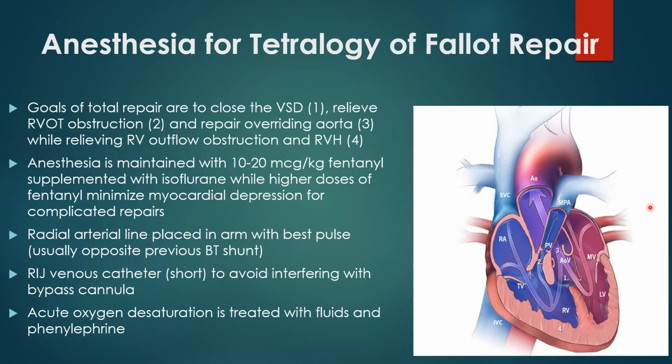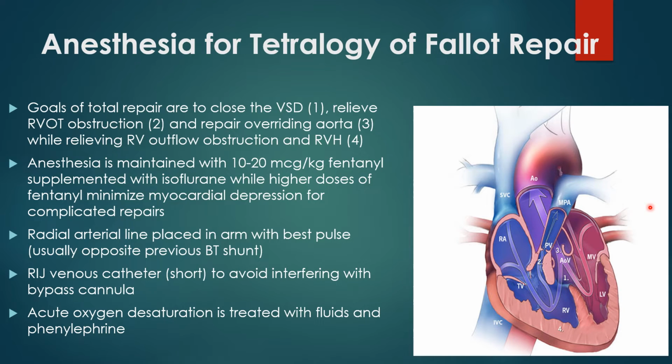Anesthesia for tetralogy of Fallot repair is different, in this case a Fontan. The goals of total repair are to close the VSD, relieve the RV outflow tract obstruction, and repair associated anomalies. Anesthesia is maintained with typically 10 to 20 mics of fentanyl supplemented with isoflurane. Some people go above 20. It just depends on the day. And higher doses of fentanyl minimize the myocardial depression associated with the volatile agent for complicated repair. So it depends on the patient.